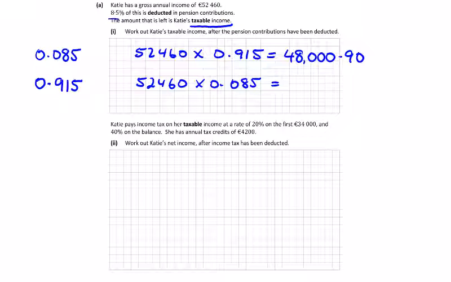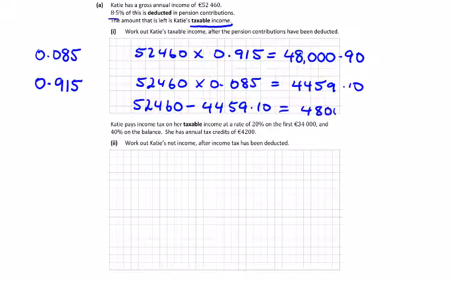Or if you do it the other way, 52,460 multiplied by 0.085, you get the difference, 4459.10, and then 52,460 minus 4459.10 will give the 48,000 and 90 cents. That's missing zero, 48,090 cent.